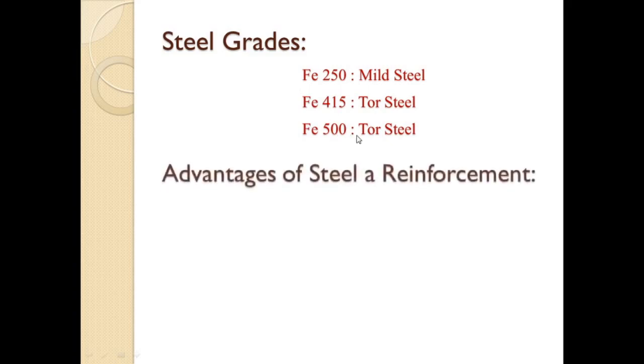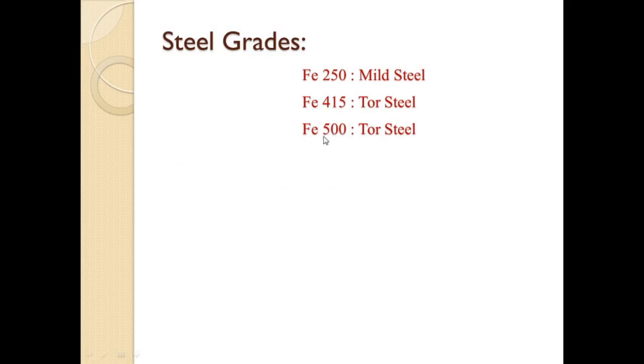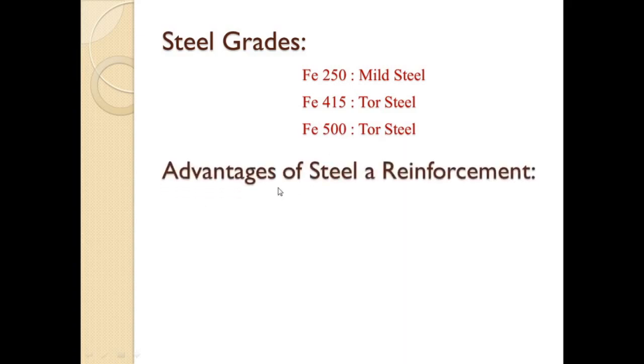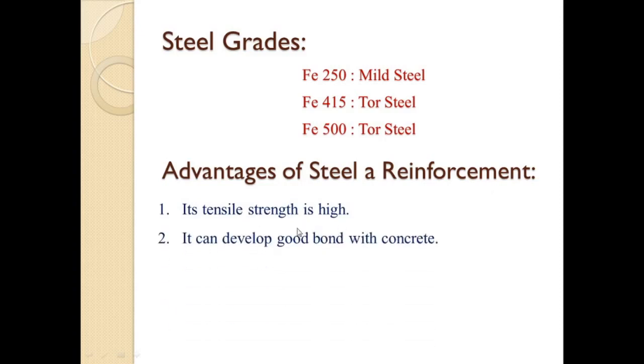This grade Fe500 means the characteristic yield strength of this steel is 500 Newton per mm square. What are the advantages of steel as a reinforcement? Let us see. First, the tensile strength of steel is very high. It also has a good bond with concrete.